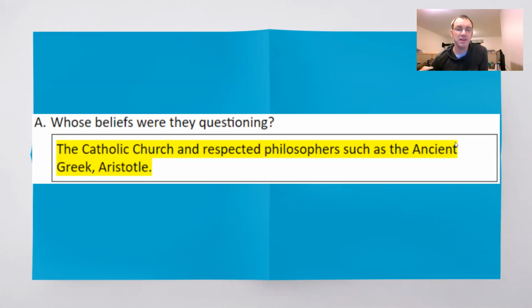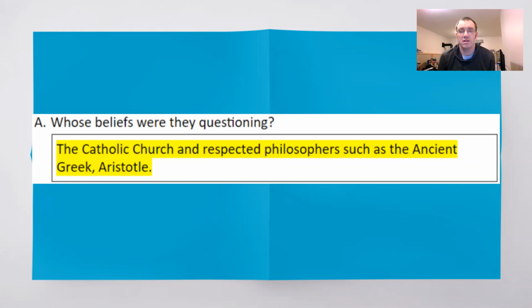So whose beliefs were they questioning? Well, they were questioning the Catholic Church, who said certain things that weren't necessarily balanced with science at the time, and philosophers of the past, such as Aristotle that we just talked about. These different groups and people had a lot of opinions and thoughts, and everybody accepted them as true.